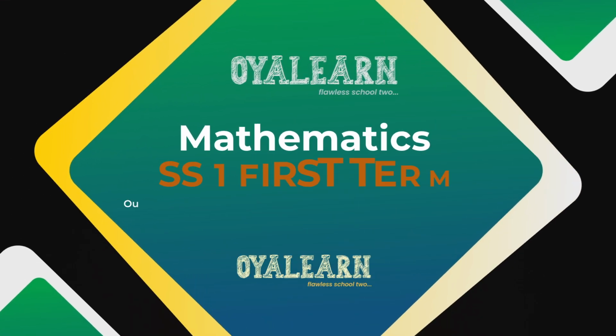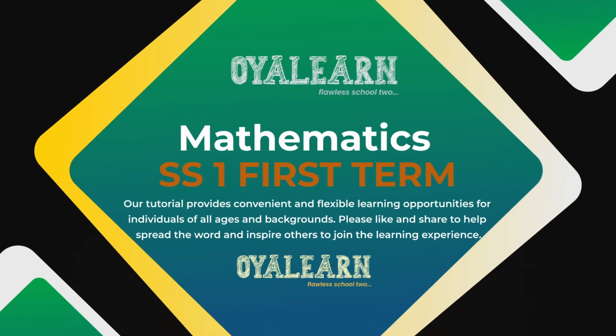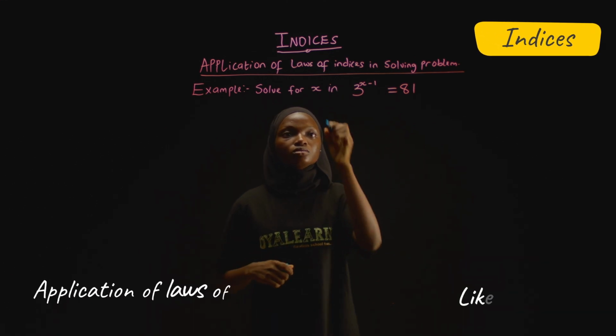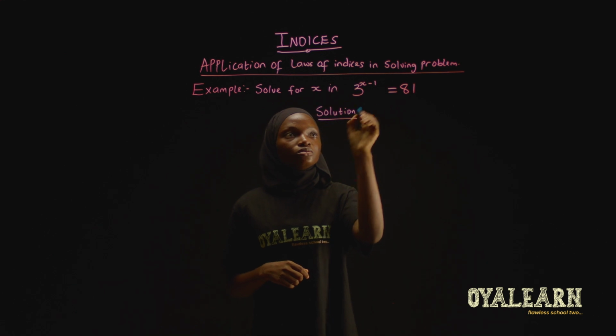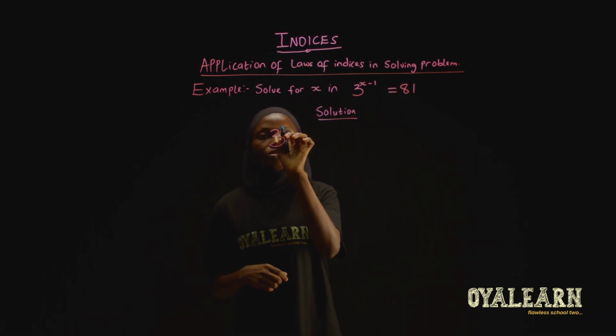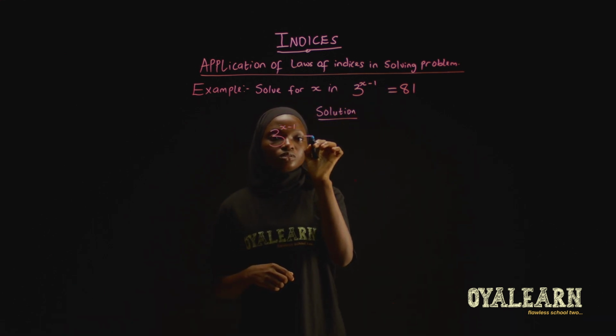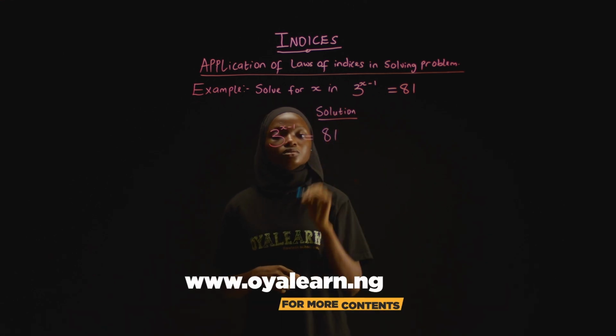Example, solve for x in 3 raised to the power x minus 1 equals 81. Solution. Let's rewrite the question. 3 raised to the power x minus 1 equals 81.